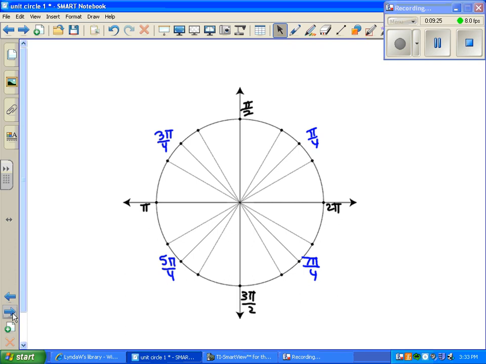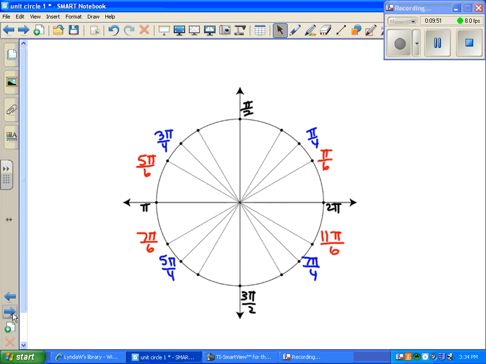Then, the pi-6s. We have 1 pi over 6. Over here we have 5 pi over 6. On the bottom we have 7 pi over 6. And across we have 11 pi over 6. Notice that those 4, which are closest to the x-axis, are all fractions over 6 that don't reduce. 1/6, 5/6, 7/6, 11/6. All the other ones that had 6 on the bottom reduced.